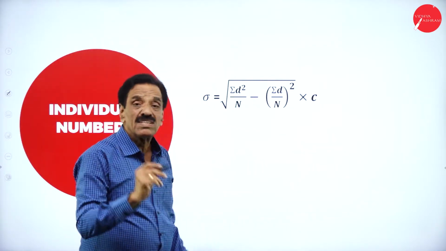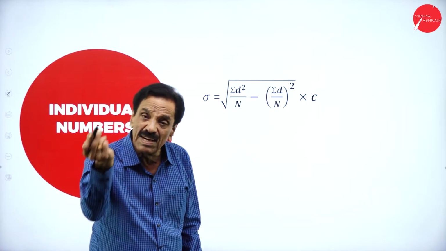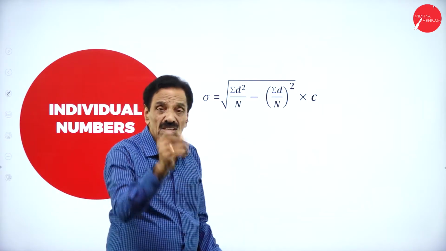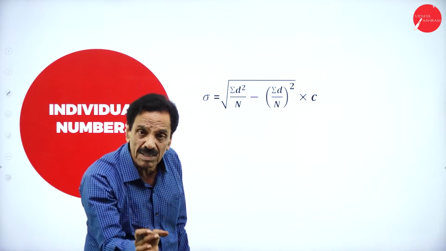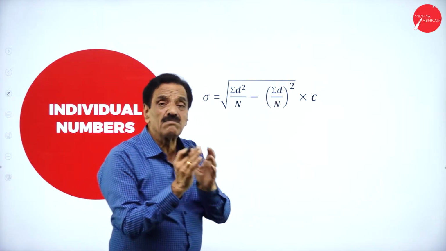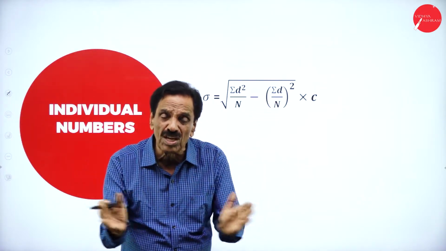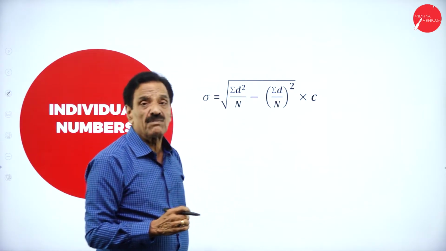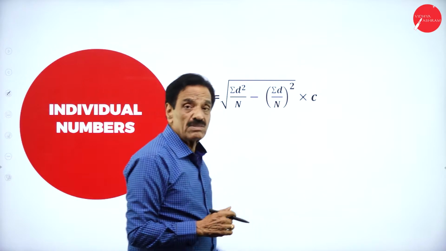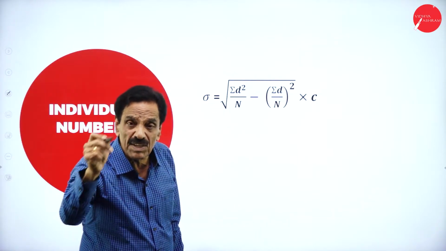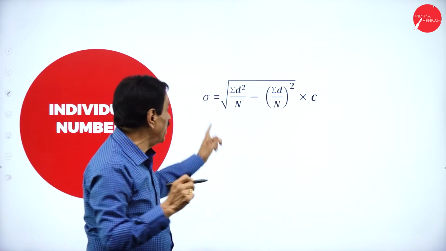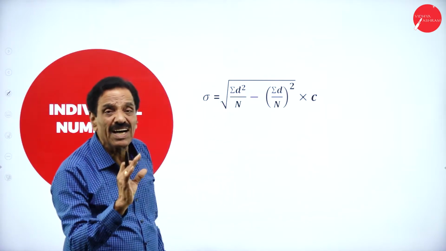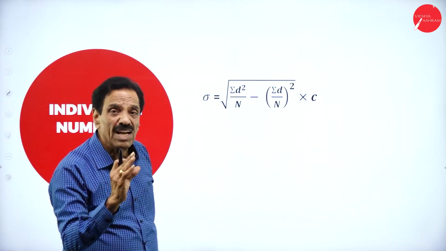What is D? Deviation of a number, that is a square. N is equal to number of terms. How many terms are there? Then sigma D. Sigma means summation, total. Sigma means nothing but summation. N is equal to number of terms. It is in the root. So that is why we say root of a given number, square root of a given number. Here C is equal to class interval.